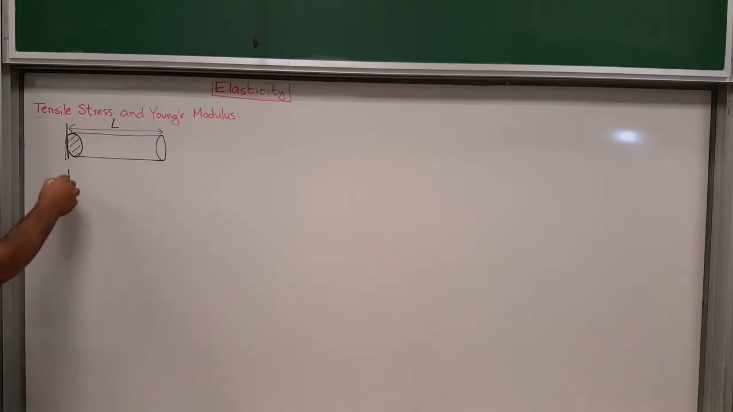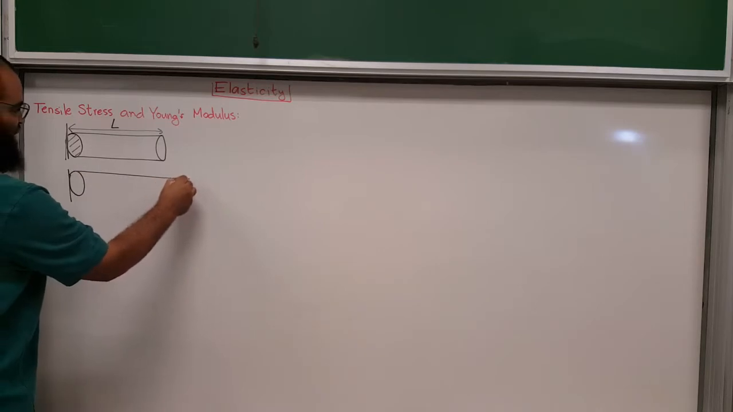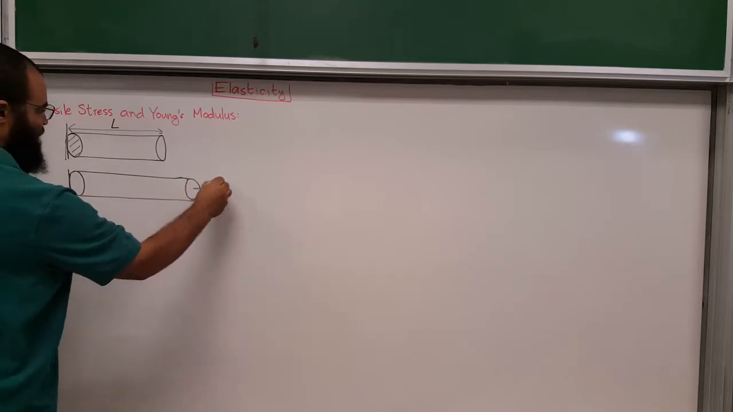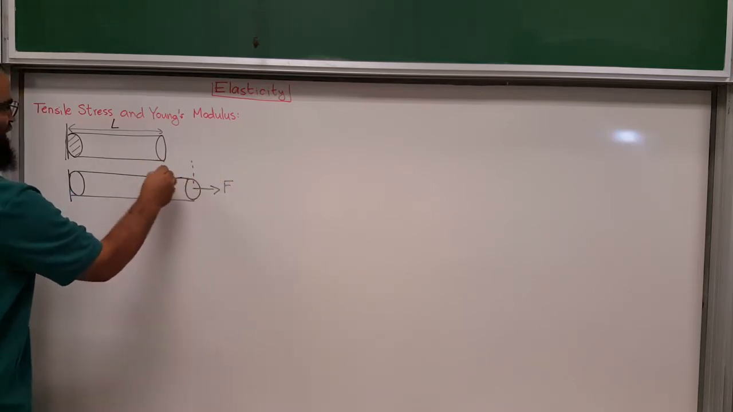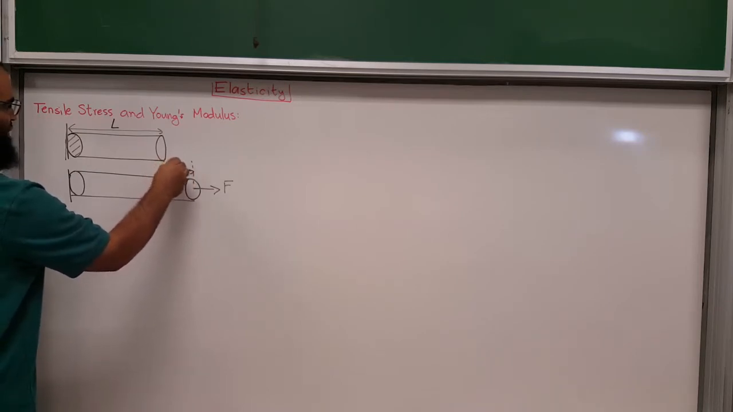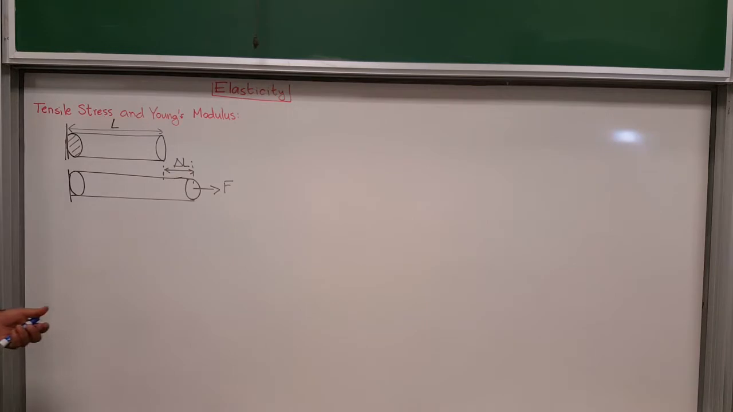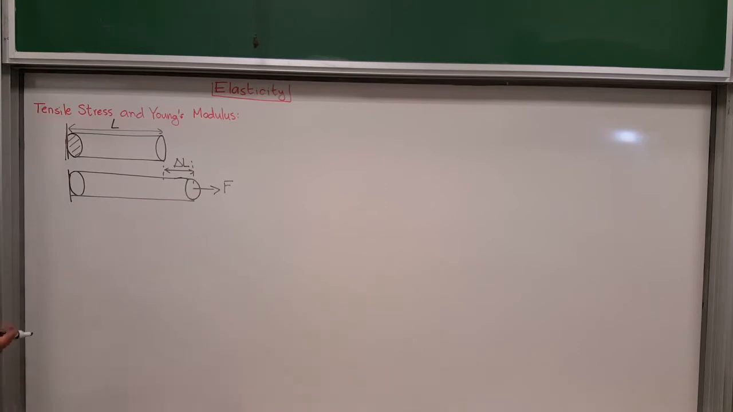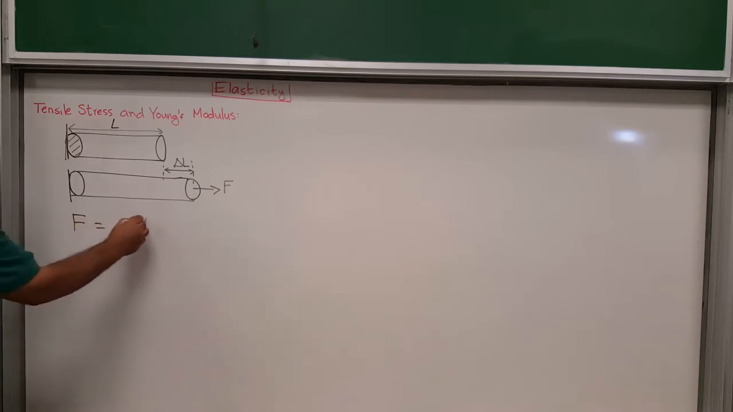So I'm going to take that same piece of rod, and I'm going to pull it with a force. It will expand a little bit, depending on how much force I apply. So I'm going to apply a force F, and it will expand a little bit by an amount delta L. The delta L is proportional to the force, or the force is proportional to delta L. So the more force you apply, the more it will expand by delta L. If I double the force, this will double. So there is a proportionality constant here. I'm going to call it K.